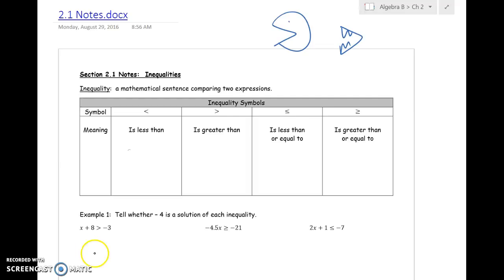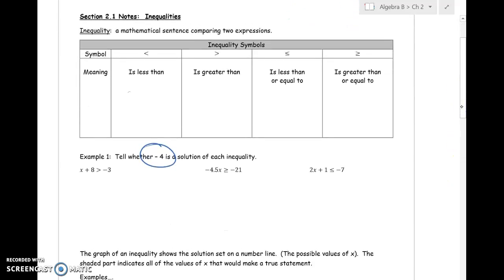First thing we're going to do in example 1 is decide if we were to plug -4 into the inequality. Is -4 a solution? Does -4 work? Does it make a true statement? So let's plug -4 in there. -4 plus 8 is greater than -3? And I'm going to put a question mark because I don't know yet. So what is -4 plus 8? 4. Is 4 greater than -3? Yes. So that means that -4 is a solution. It is one of the values of x that works in the inequality.